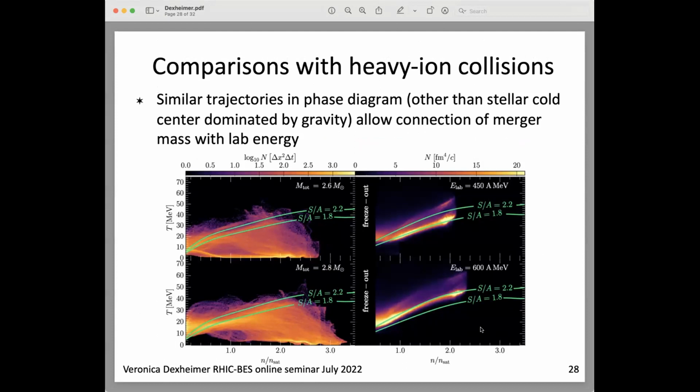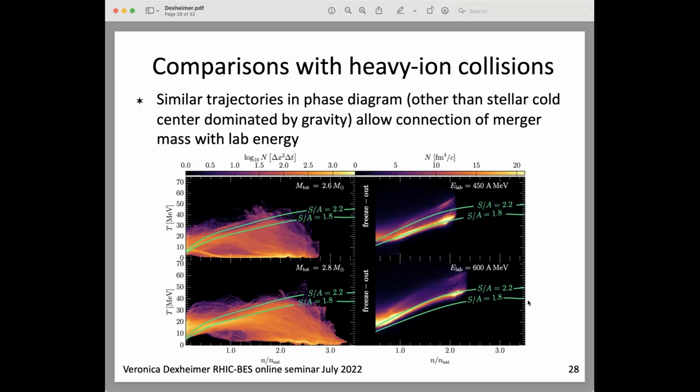But here we're doing two cases because the idea is to study how the masses change the setup and how the different laboratory energies change the setup. So we chose two masses and we chose two energies. So the masses are masses that can be easily found in mergers that are expected to be measured by LIGO Virgo. And as far as I know, on the right, they are energies that are studied by HADES.